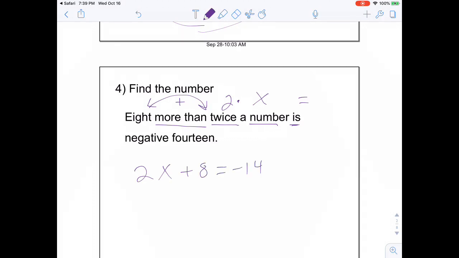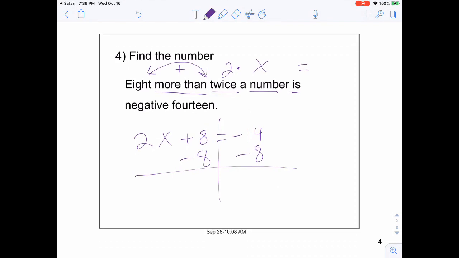So not only do we have to translate, we have to solve. So I create a two-step equation. I subtract 8 on both sides. 2x equals negative 22. Divide both sides by 2. X equals negative 11.